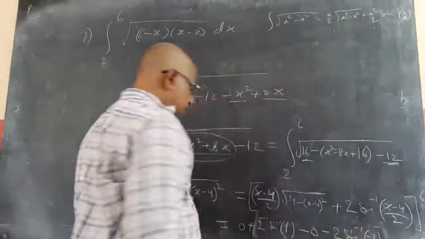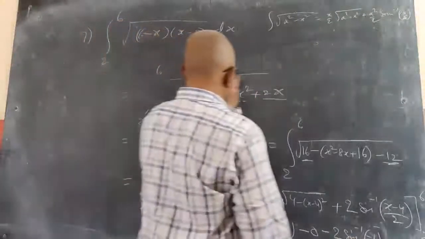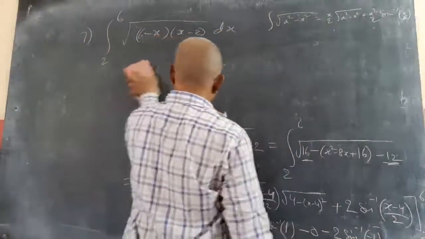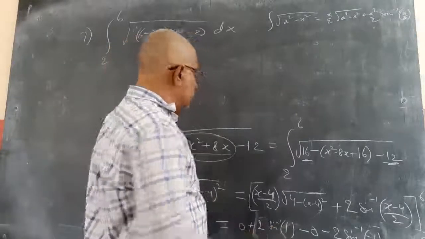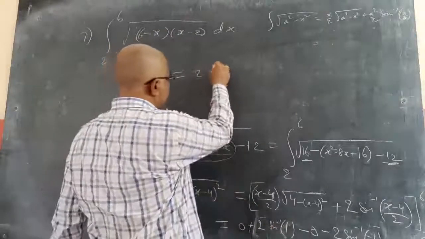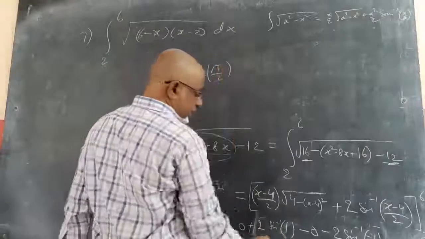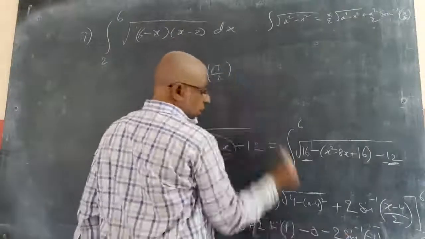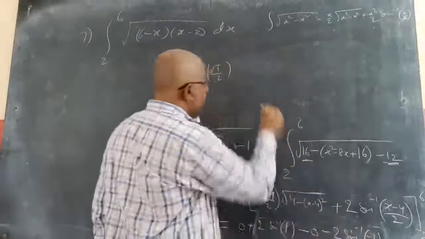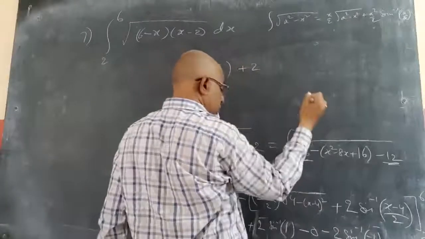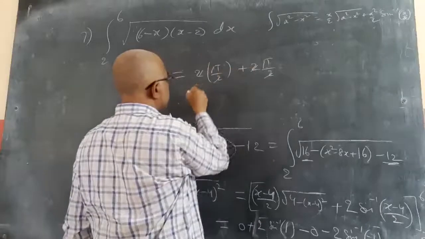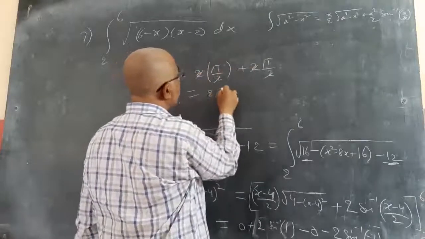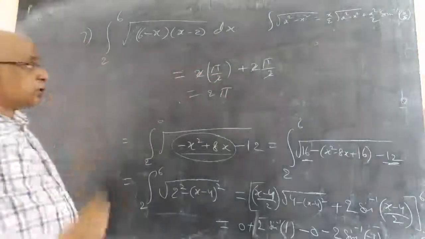So finally, if I simplify, what do I get? This is 0 plus 2 into sin inverse 1, which is pi by 2. Again minus the lower limit, minus sin inverse of minus 1. If I bring the minus outside, this becomes again 2 into sin inverse 1, that is 2 into pi by 2. 2 cancels, 2 cancels. Left out is 2 pi.